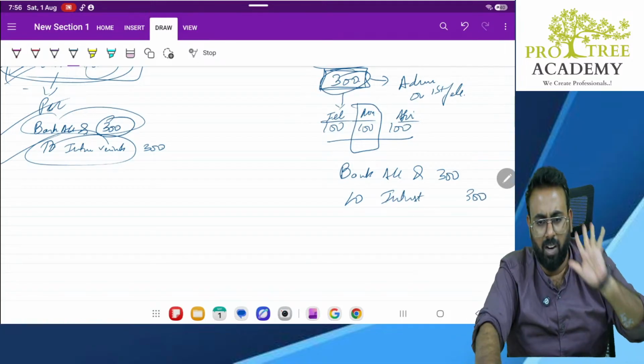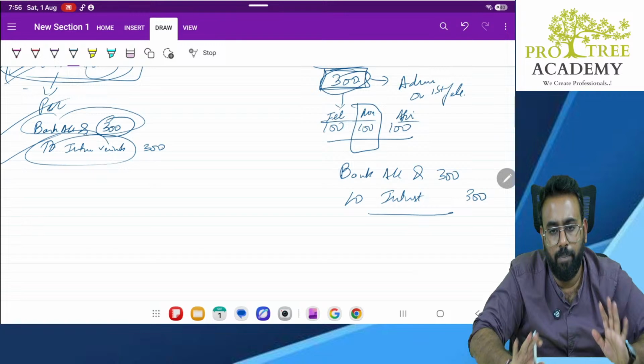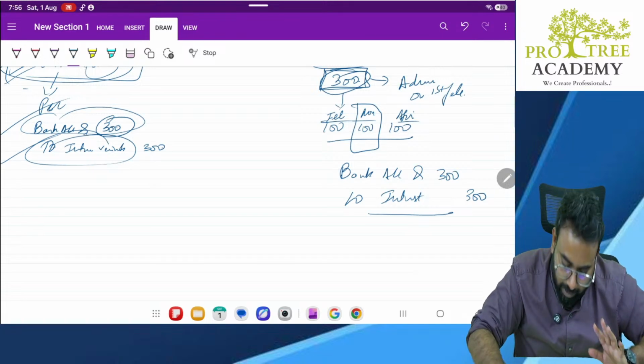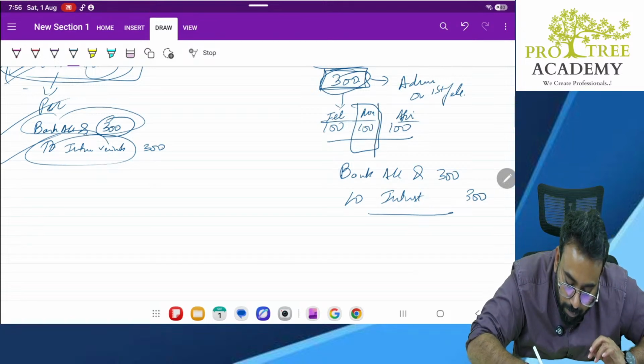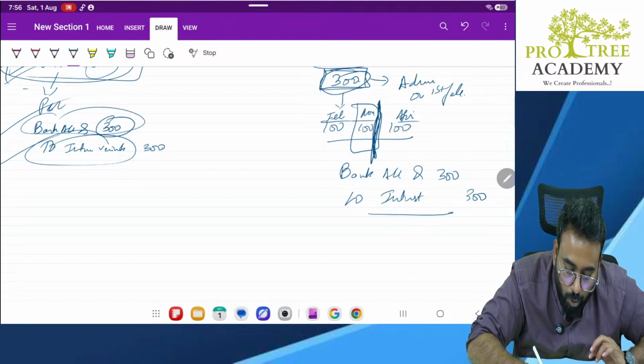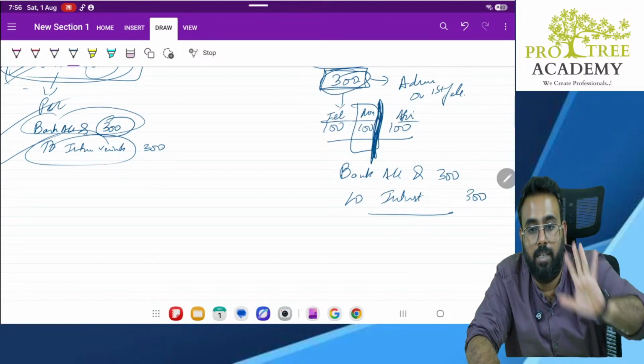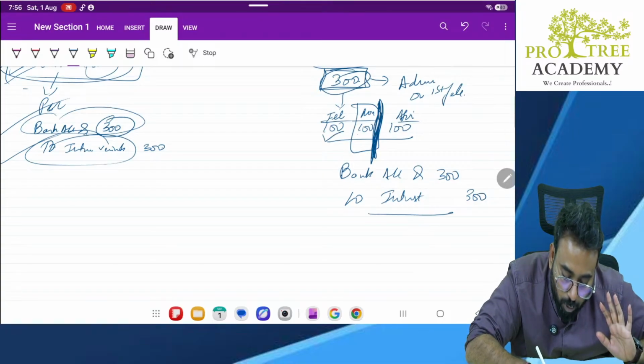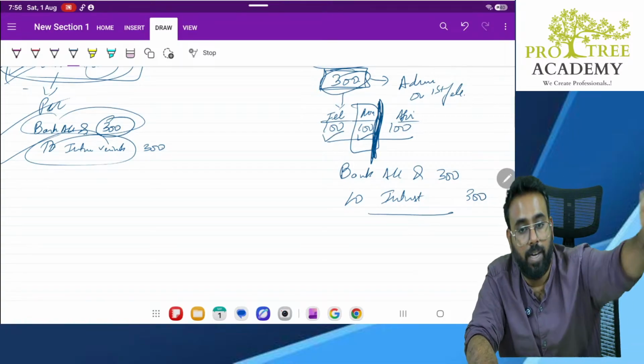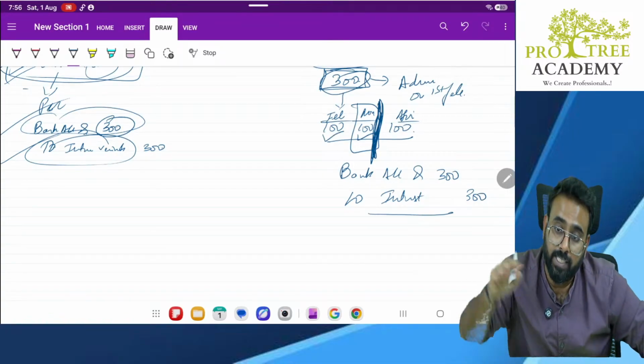Correct? Sir, interest is an income, so I'll pass it as an income. Correct. But when your books are prepared on 31st March, how much interest have you actually earned? You have earned interest of only 2 months. Why? Because only 2 months you have kept in the bank account. The 3rd month is next month.